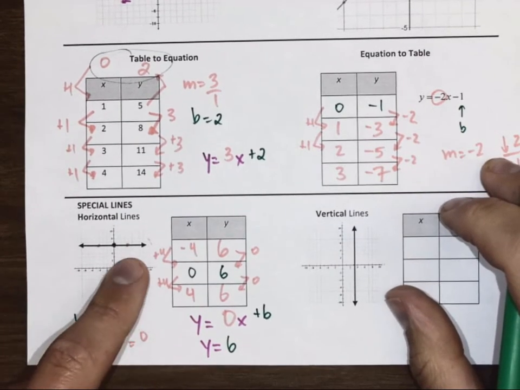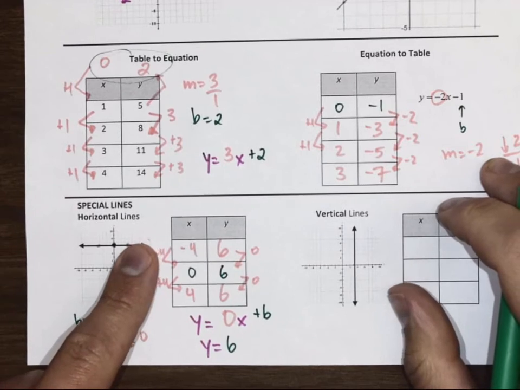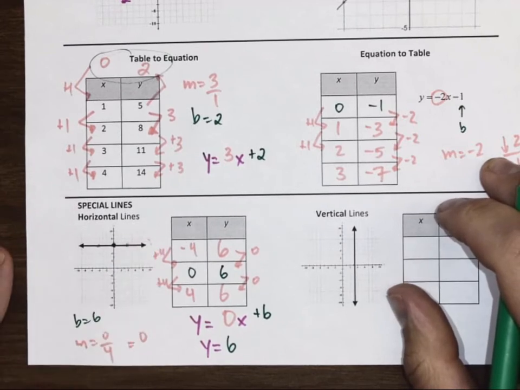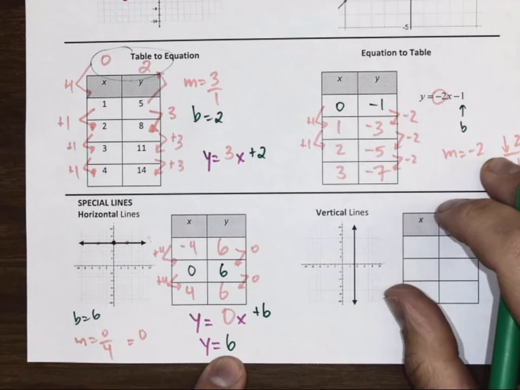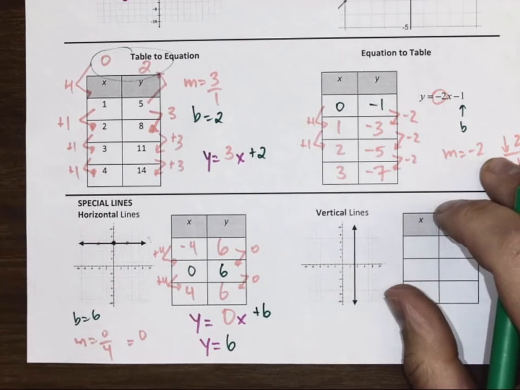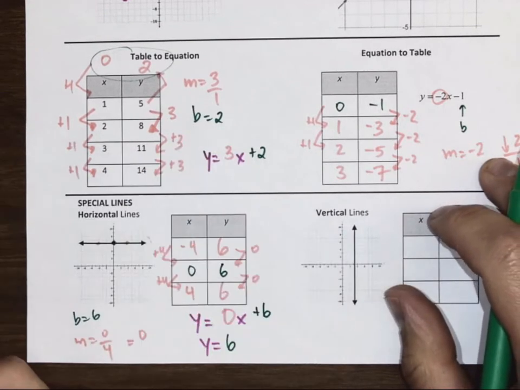Hey, when x is 10, what's y? y equals 6. When x is -37, what's y? Oh, y is 6. So for horizontal lines, y equals whatever number that is.